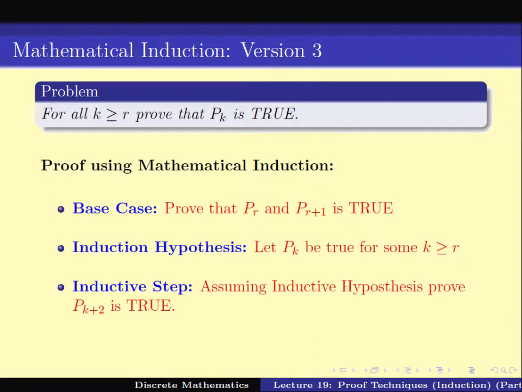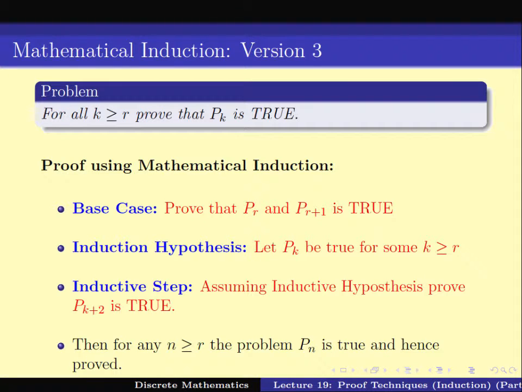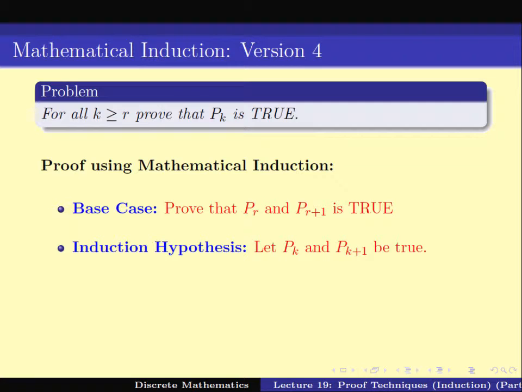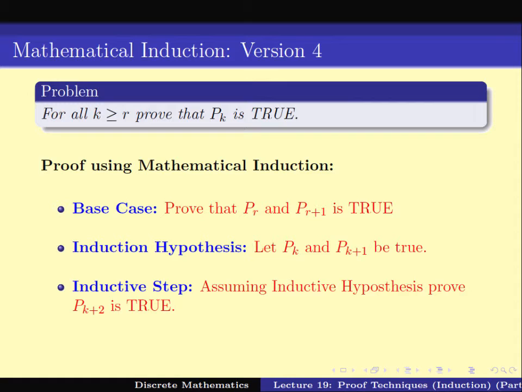So this was version 3, and version 3 of course says that if you can prove that pk is true implies pk plus 2 is true with the base case of pr and pr plus 1, we have the problem true for all n greater than or equal to r. In the last video lecture, we saw another version. The problem is again the same. The base cases are all the same, except that in the induction hypothesis, we have to assume both pk and pk plus 1 are true, and assuming that we have to prove pk plus 2 is true.